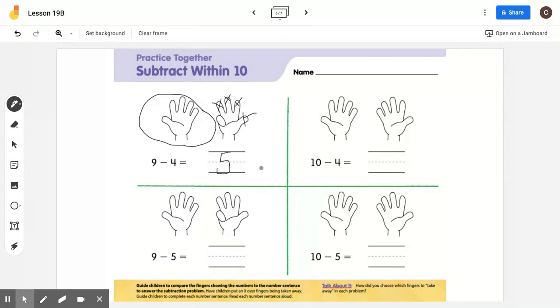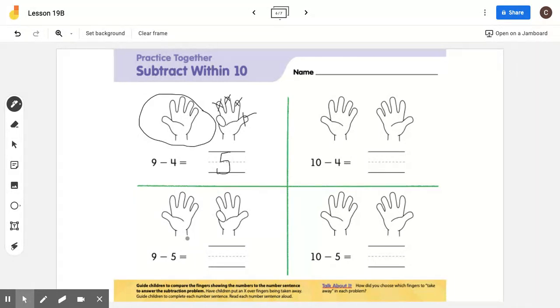All right, I want you to think as we're doing this next time, how did you choose which fingers to take away from in each problem? Okay, so here's our next one. It says 9 minus 5. So we're starting with 9, and how many are we taking away? 5. So we're going to count backwards. 9, we have 8, 7, 6, 5, 4.